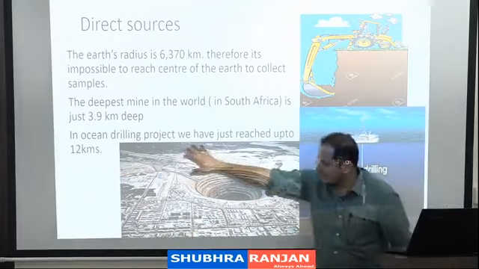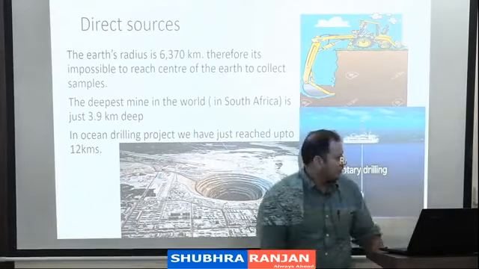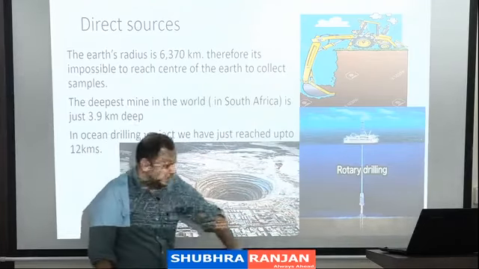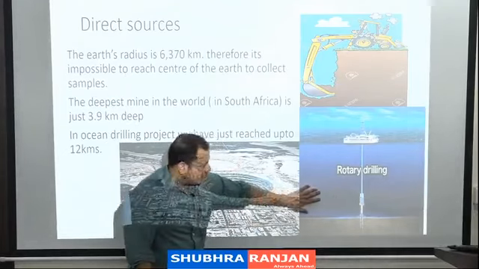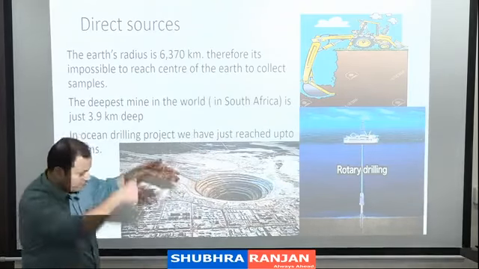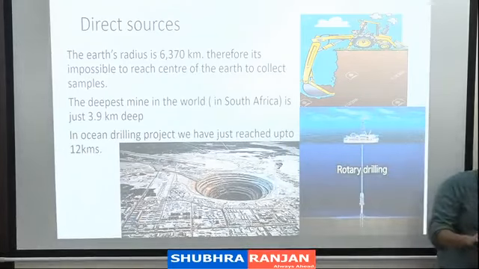Then in the ocean drilling project, we have just reached up to 12 kilometers. And this is how the deep ocean drilling is being done. Rotary drilling is being done, deep ocean drilling. Fine with this? So we have been able to reach only up to this depth, or this is the deepest mine in the world, that is the deep cast mining, or we can say pit mining kehte hai isko.